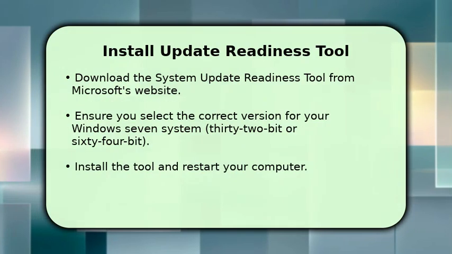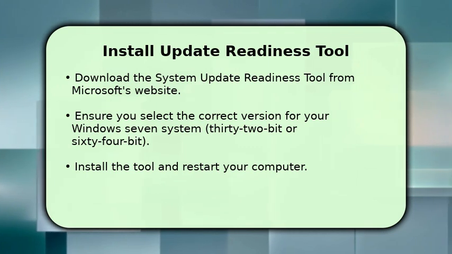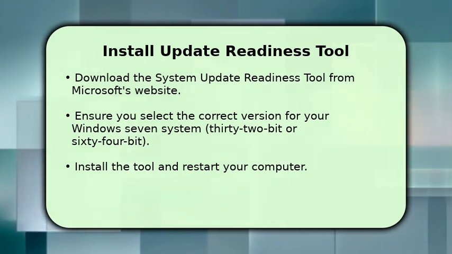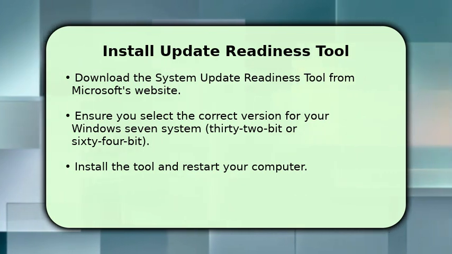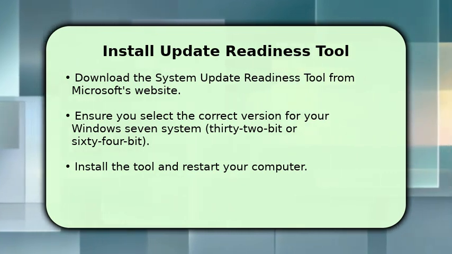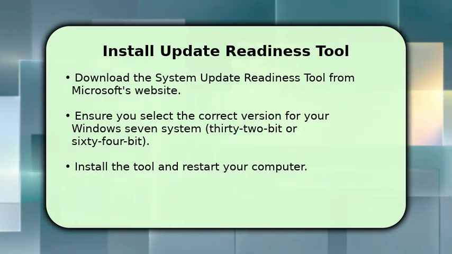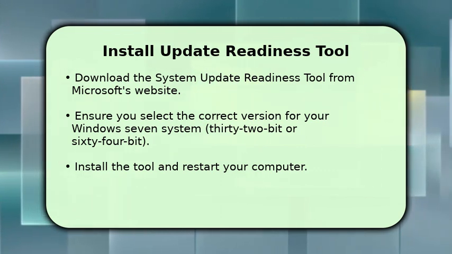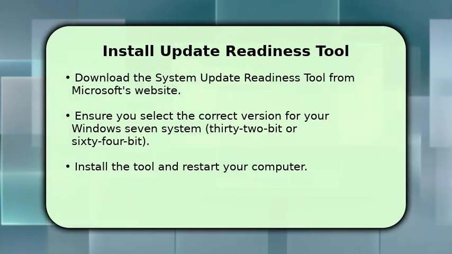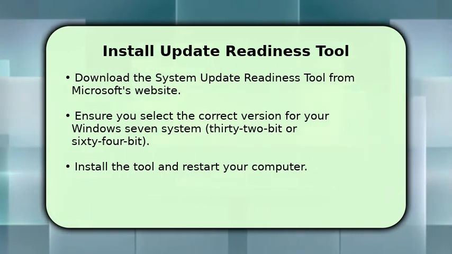If the system file checker doesn't resolve the issue, your next step is to install the System Update Readiness tool. You can find this tool on Microsoft's official website. It's crucial to download the correct version for your Windows 7 operating system, either the 32-bit or 64-bit edition. This tool helps fix problems that might prevent Windows updates and service packs from installing. After installation, remember to restart your computer for the changes to take effect.